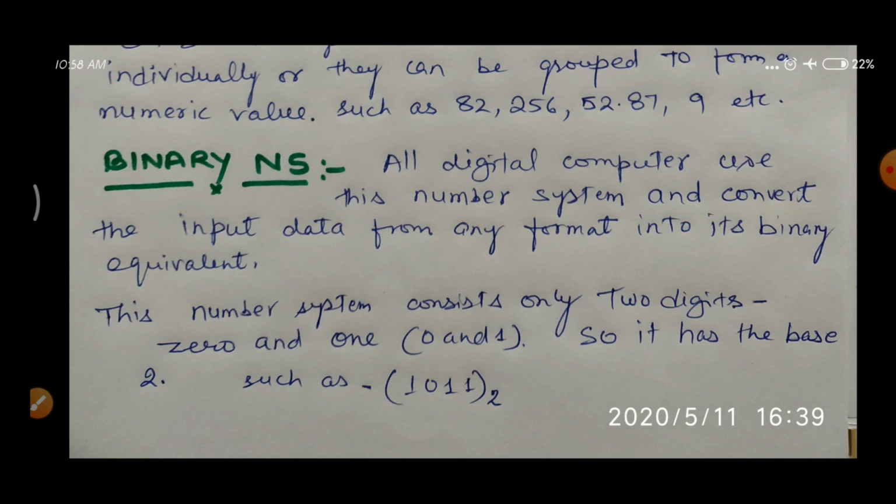Therefore we have to understand how any data is converted into a binary number. Later we will discuss how a decimal number is converted into a binary number system, and also how we can convert any binary number into a decimal number system.